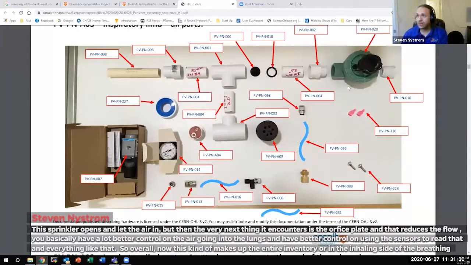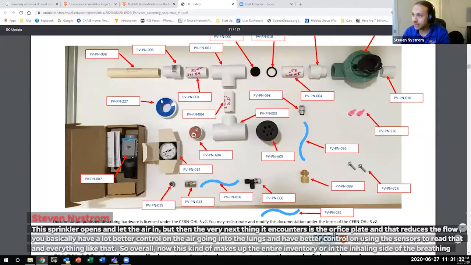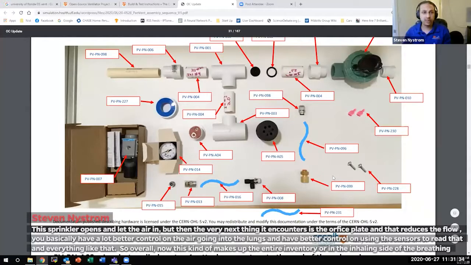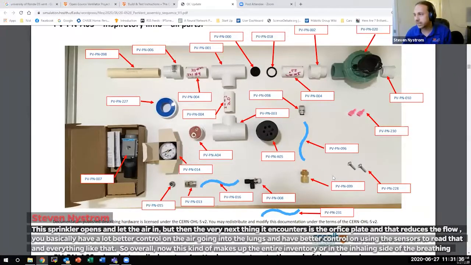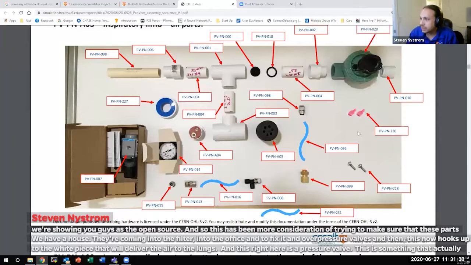So overall, this makes up the entire inspiratory, or inhaling, side of the breathing apparatus. We have house air coming into a filter, into the orifice, anti-asphyxia and overpressure valves. And then this hooks up to the wye piece that will deliver the air to the lungs. And this right here is a pressure valve.